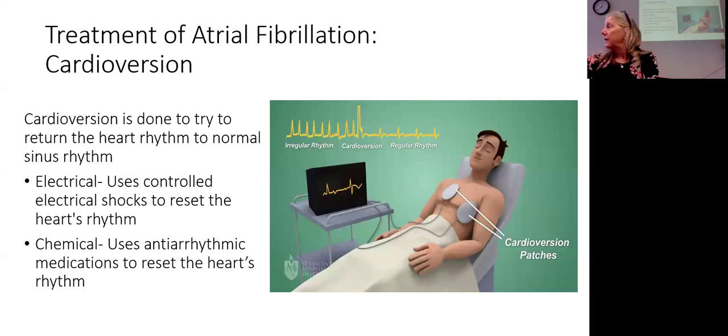Does a pacemaker help? We're going to talk about a pacemaker coming up. Good question. Yeah.